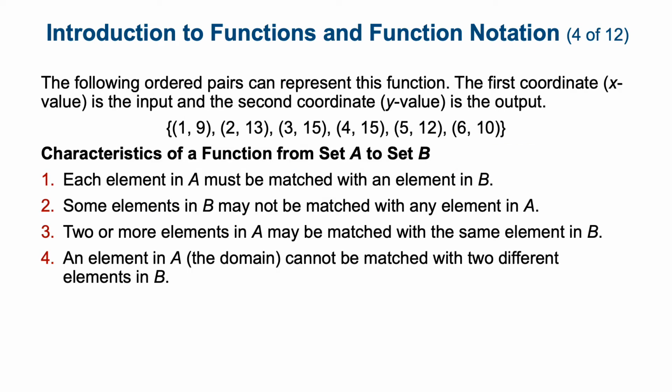You can represent this function with ordered pairs. Remember, the ordered pair is a set of coordinates in parentheses. The first coordinate is the input, the x value, and the second coordinate is the y value, or the output. So like 1 p.m., 9 degrees, 2 p.m., 13 degrees, 3 p.m., and so on. So what are some characteristics of a function from set A to set B?